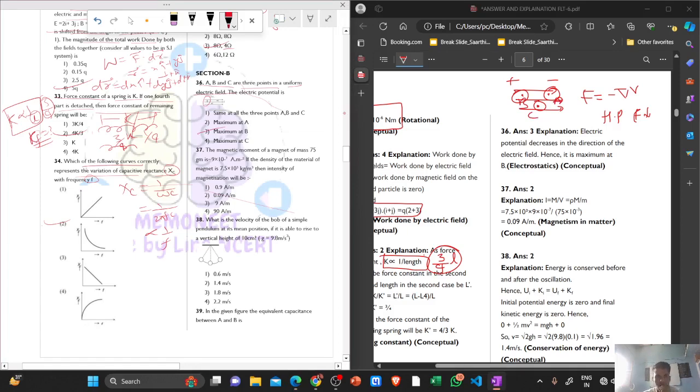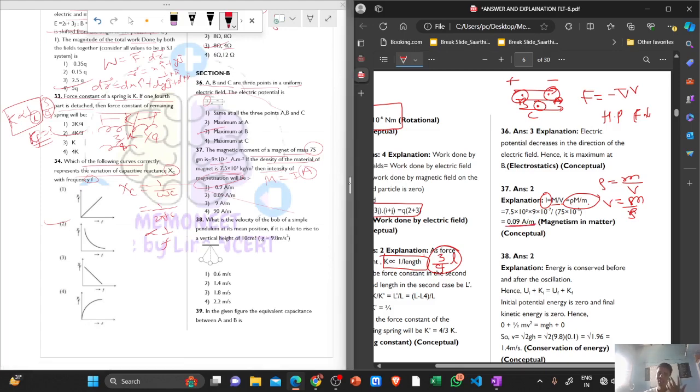Now moving to the next. The magnetic moment of a magnet of mass 75 grams. Magnetic moment is simply given by IA. Density is given as sigma. Then the intensity of magnetization is M upon V, and you can calculate the volume V from density: density equals mass upon volume, so volume equals mass upon density. Putting the value here, you get the formula rho m by M, and putting the values, you get the value of I. That is it.